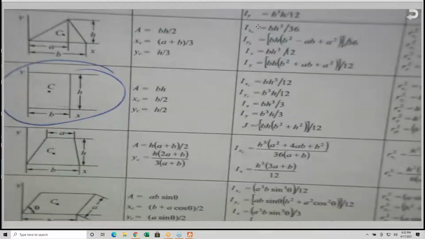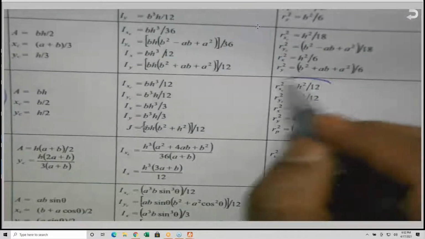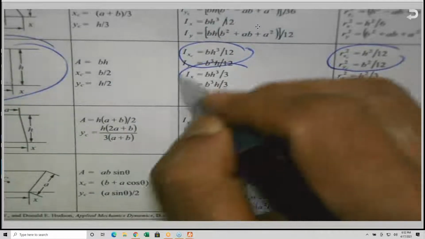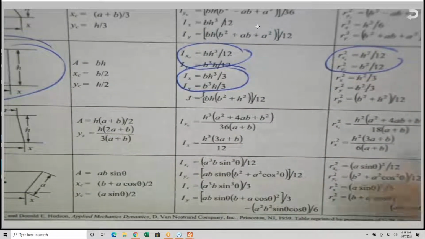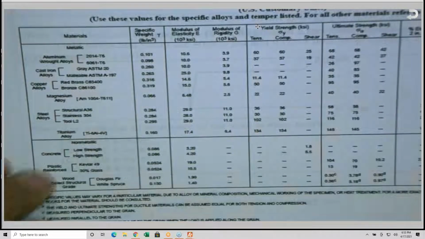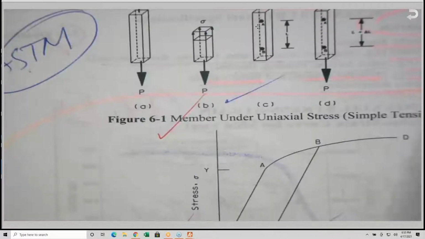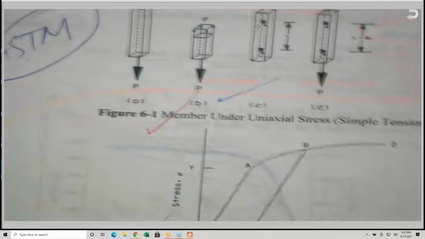This is the rectangular section I was talking about, which is BH cubed divided by 12. Sorry, and BH cubed divided by 3. Do you remember? We use the parallel axis theorem, and we need to know that. So what I'm providing here is based on the NCEES, and the G and E are important. And let me go back again.